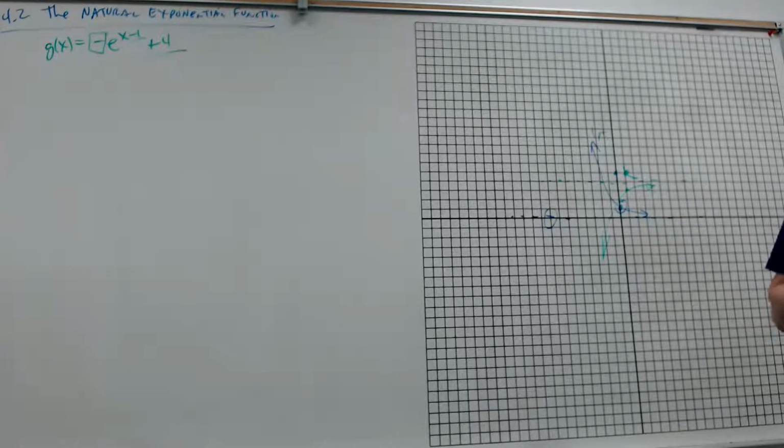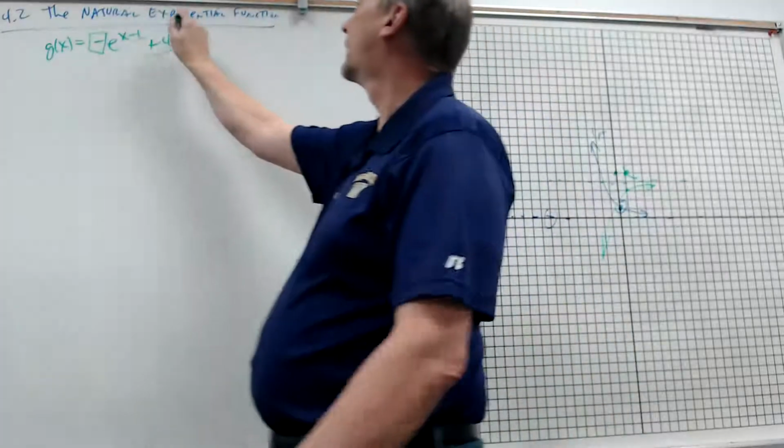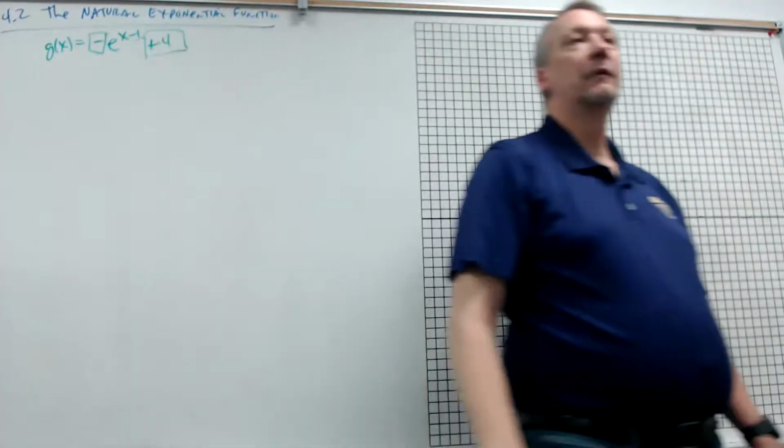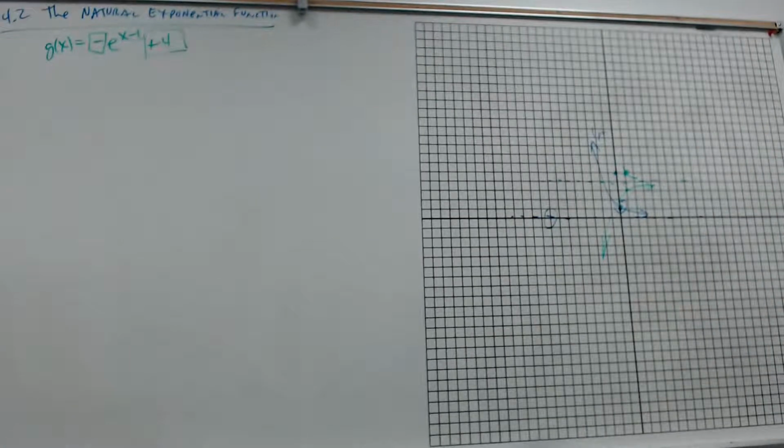And the asymptote is 4 because of this 4. So if you ever have a plus added on to that thing, that's going to be the asymptote.